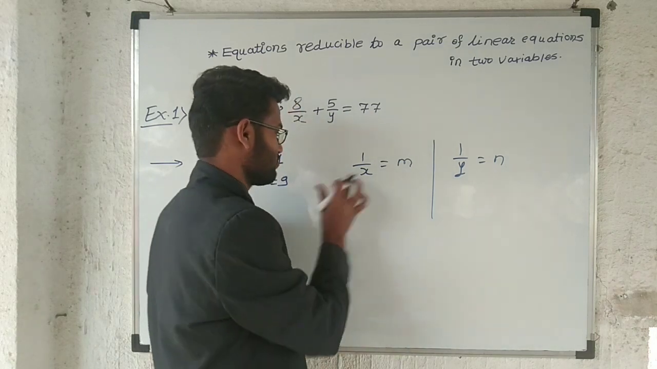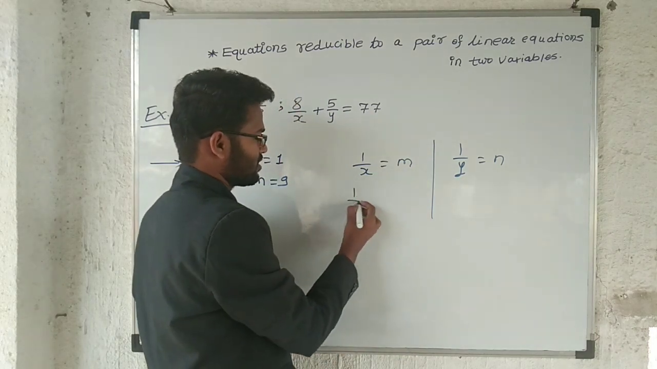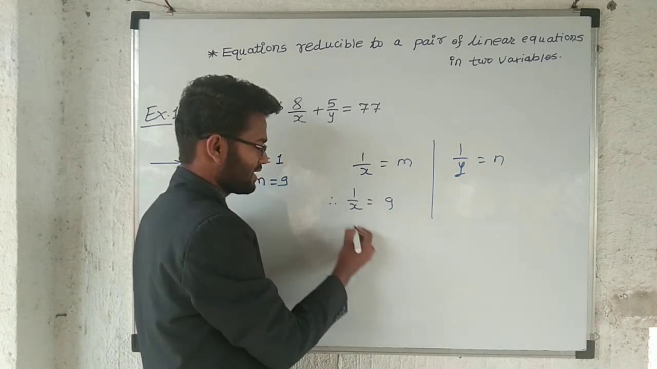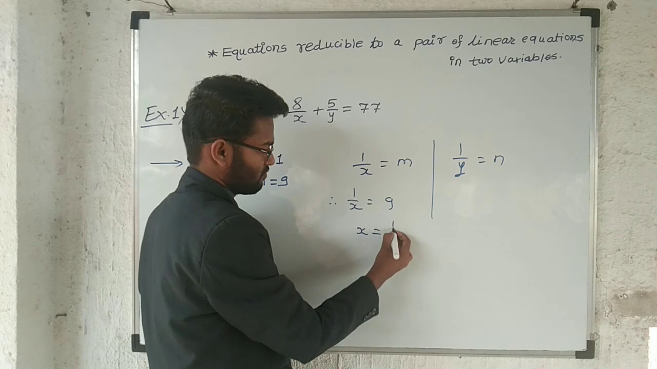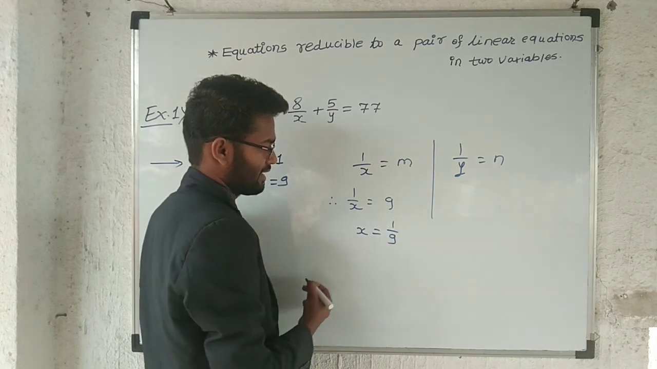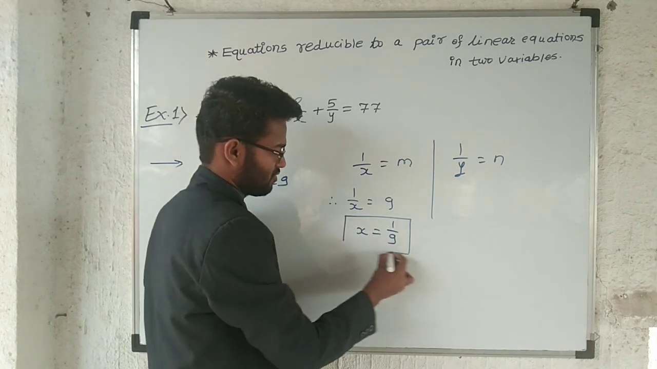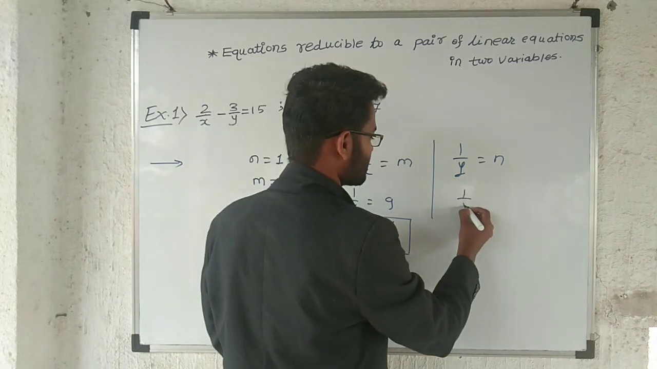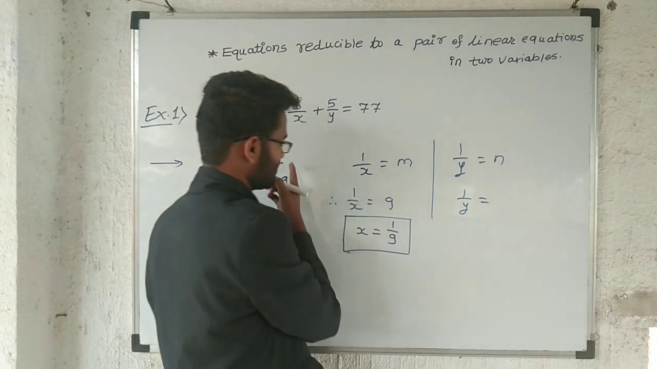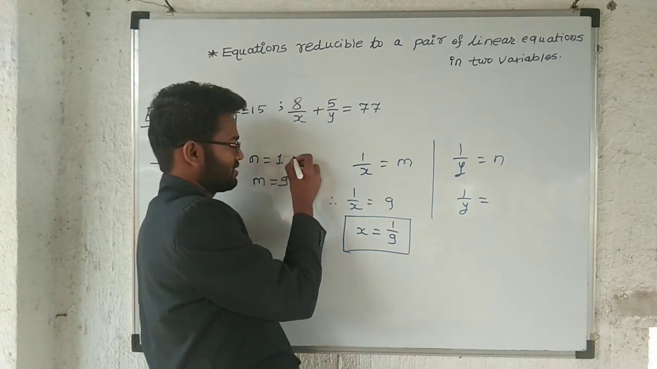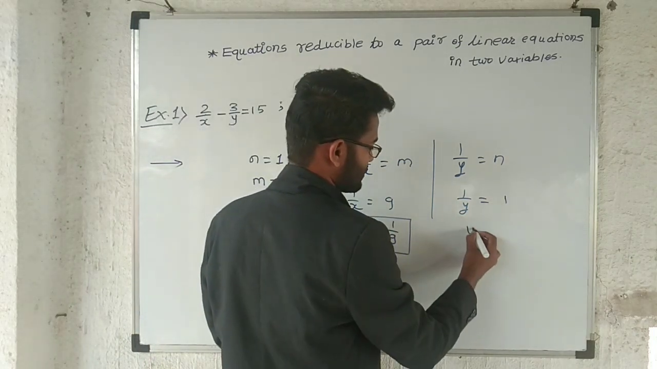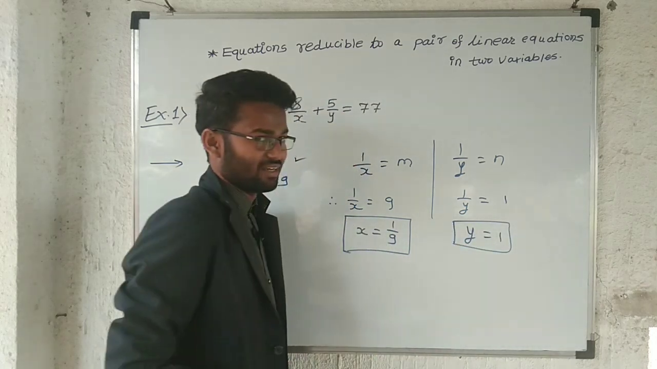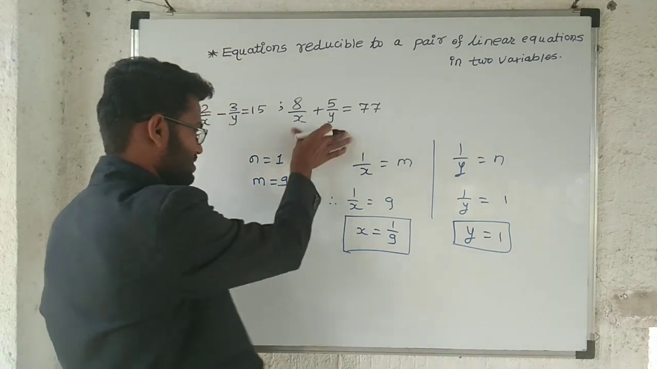So put the value of m and the value of n. So 1/x is equal to 9. From this we get x is equal to 1/9. This is the value of x, and from the value of n, which is 1, we get y is equal to 1. So this is our last solution of these equations.